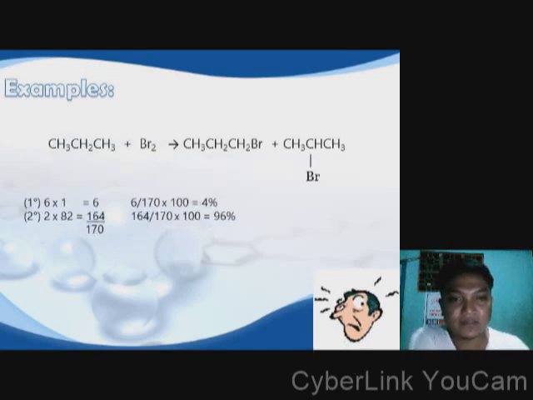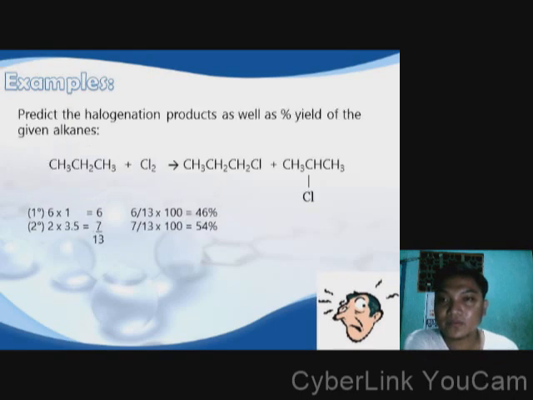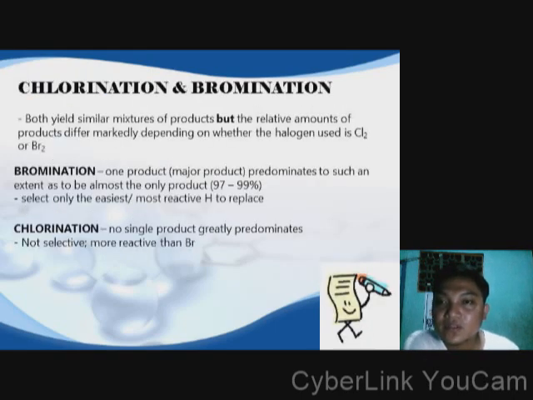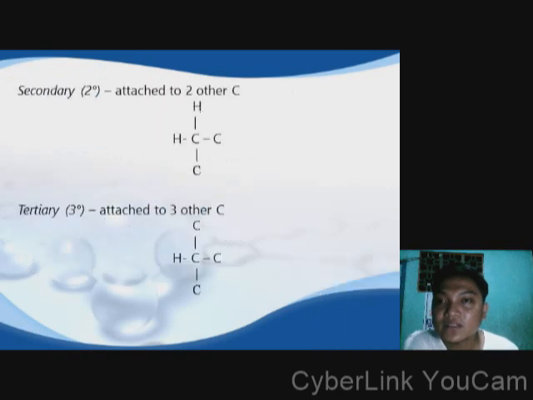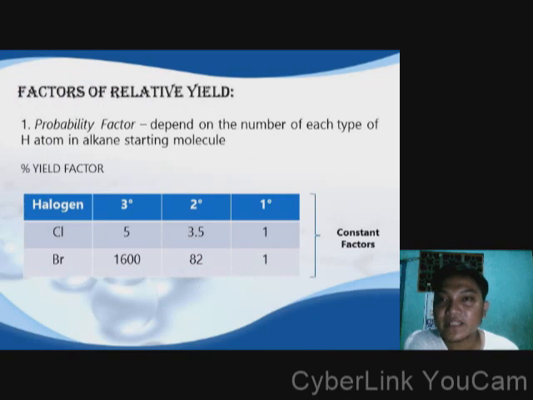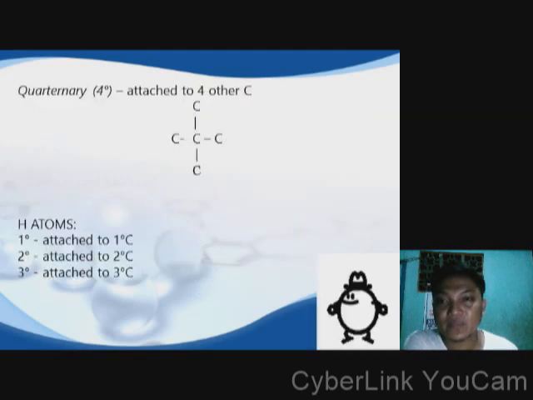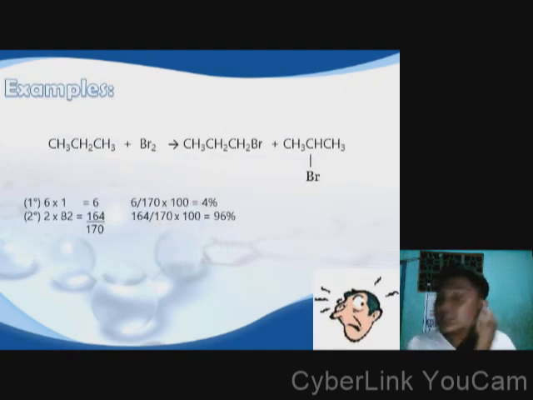Next is, an example, ulit natin, is your bromine. Sir, bakit 82? Tignan mo. Yan, 82, yung secondary. 3.5 si chlorine. Si bromine, 82. So, ilan ang attach na bromine? 2 din. 6 din ang primary carbon mo. And then, yan. Di ba? Gets nyo yun? 6 plus 82 is 88.